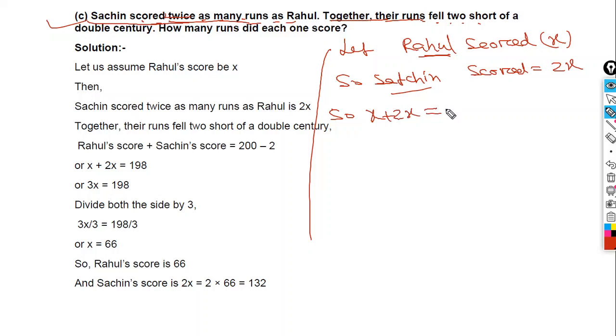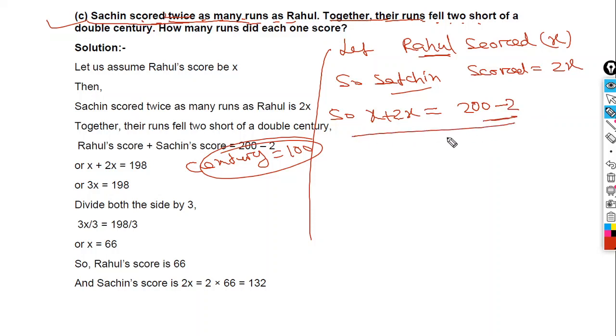Double century means 200. Century means 100, so double century means 200. 200 minus 2 short, minus 2. So this is our equation. Now simplify: x plus 2x is 3x, equal to 200 minus 2, which is 198.